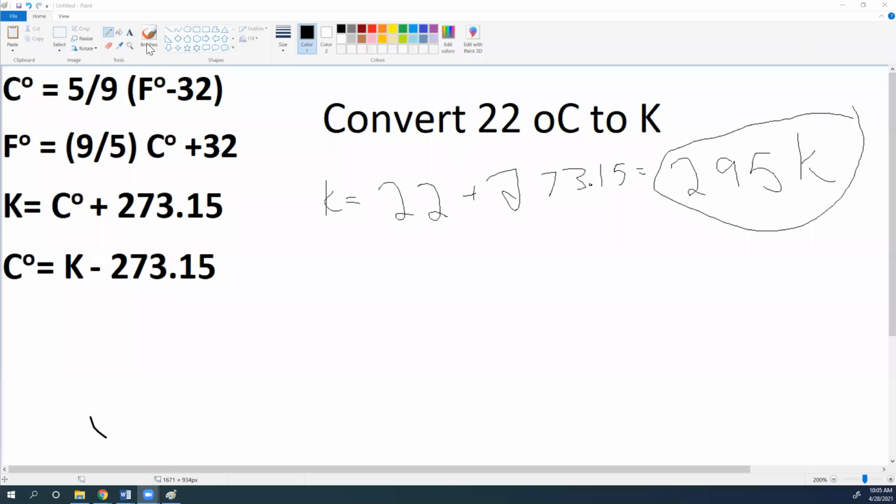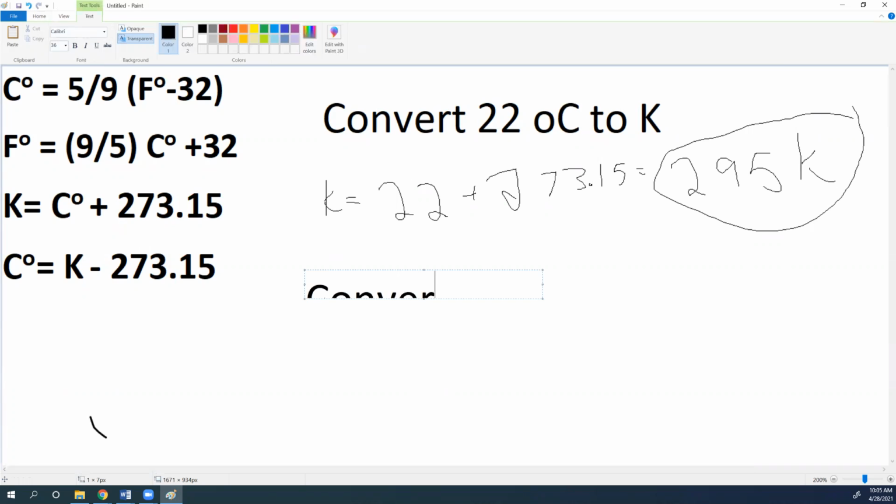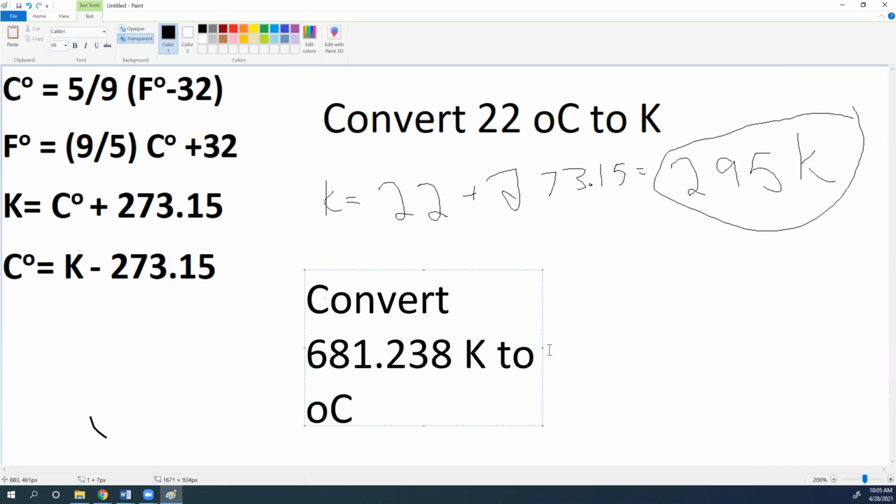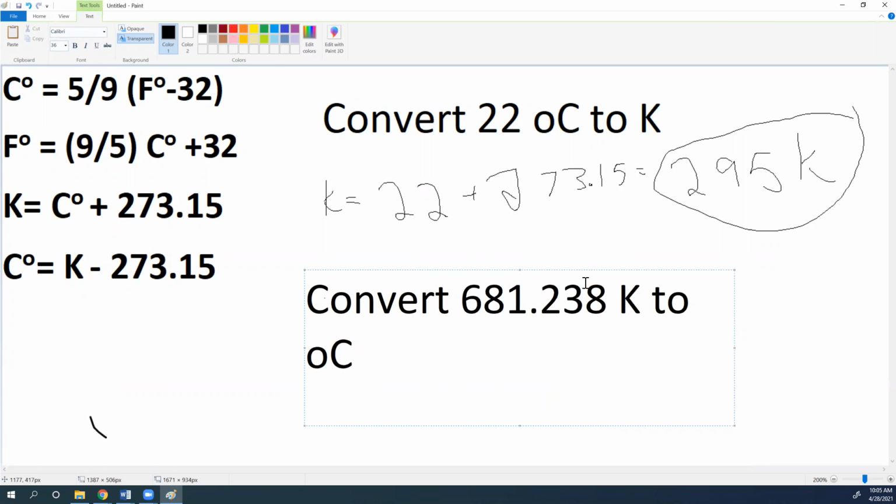All right, next example. It's going to say convert 681.238 Kelvin to degrees Celsius.